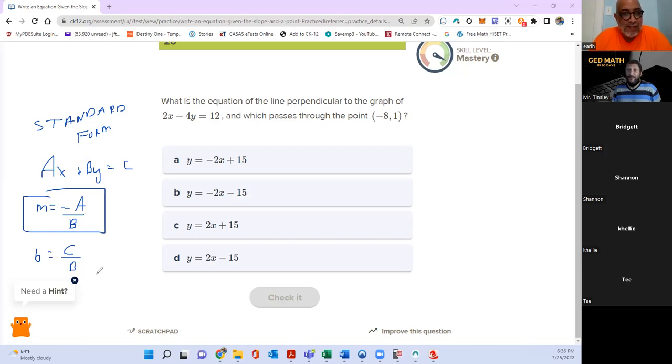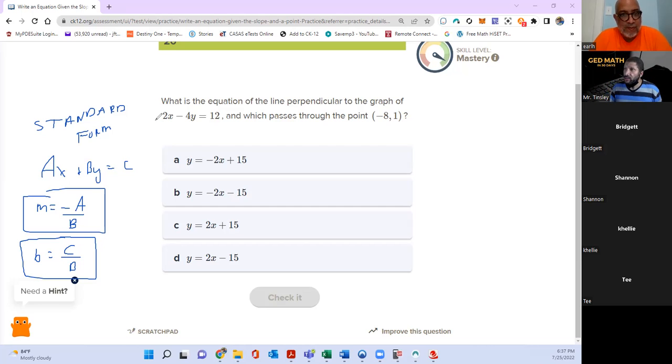Listen, I'm giving you a shortcut. All you got to do is remember. I don't care how you remember. I don't care if you take a piece of loose leaf paper and keep writing it down till you know it. To find the slope from standard form is negative A over B. Well, how do you know what's A? How do you know what's B? And how do you know what's C?